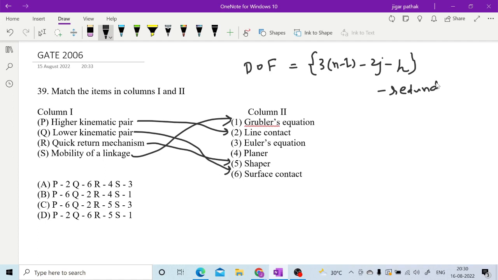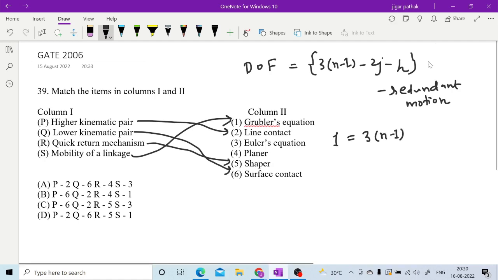Grubler's equation is that? Grubler's equation is whenever you are having degree of freedom is 1 and your number of higher pair is 0, at that time you can have your Grubler's equation from this equation. This is known as Kurzbach criterion. This is Kurzbach's criterion.